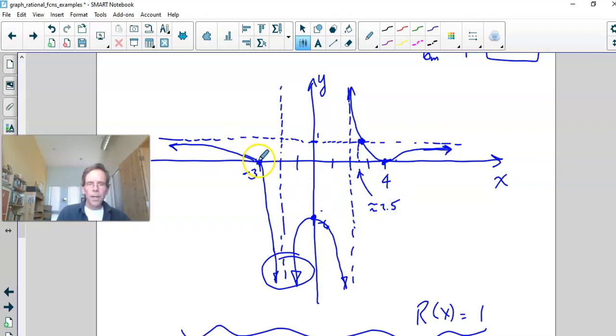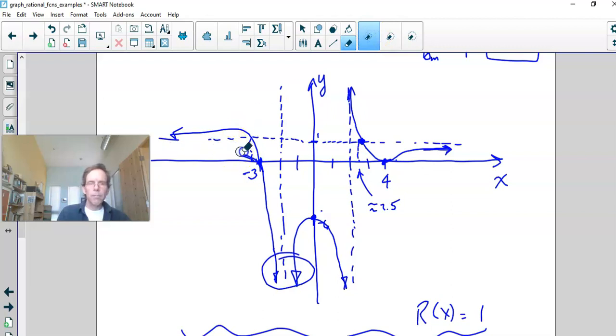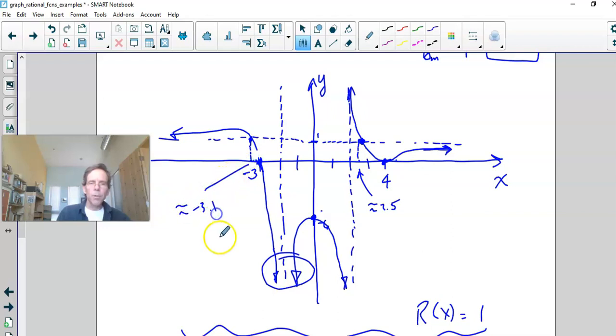And then over here at negative 3.1, we know that the graph really came up and crossed and then got closer and closer to the horizontal asymptote. And this value where it would touch is about negative 3.1. Let me erase this so we don't have to look at it. There we go. So this point right here is at x approximately negative 3.1.